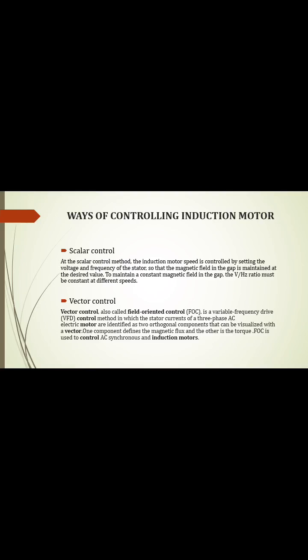There are two ways of controlling induction motor. One is scalar control and another one is vector control. In scalar control method, the induction motor's speed is controlled by setting the voltage and frequency of the stator so that magnetic field in the gap is maintained at a constant value. To maintain the constant magnetic field in the gap, voltage by frequency ratio must be constant at different speeds.